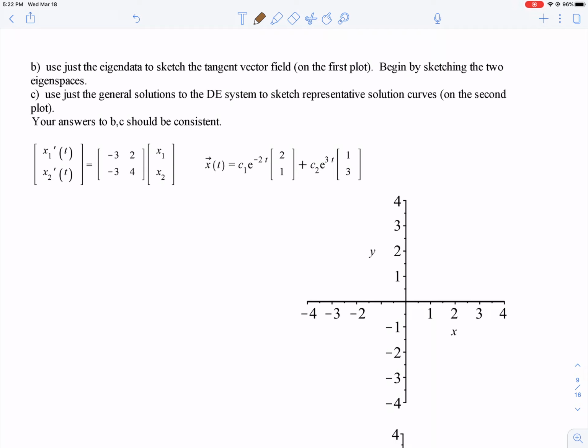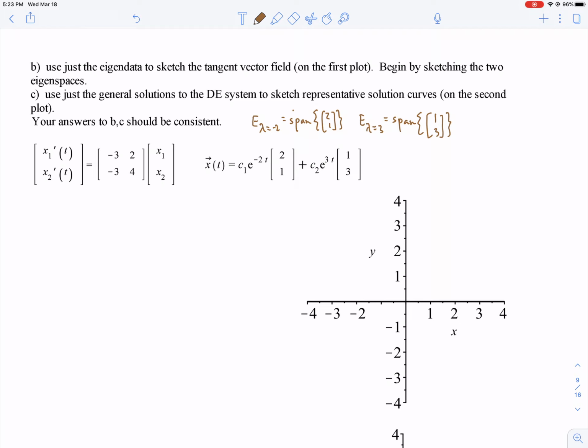So I just repeated parts B and C here. And remember the eigenspaces, or the minus 2 eigenspace, which was spanned by (2, 1). And the lambda equals 3 eigenspace was spanned by (1, 3). And I was actually reading that off of the solution.